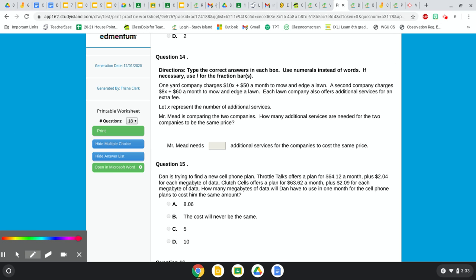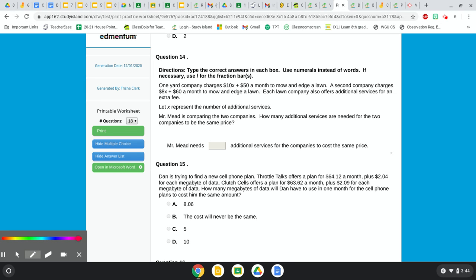So this one's telling us that one yard company charges $10x plus $50 a month to mow and edge a lawn. Second company charges 8x plus $60 a month to mow and edge a lawn. Each lawn company also offers additional services for an extra fee. Okay, so the next part says, let X represent the number of additional services. So let's keep that in mind. So X represents the number of additional services. And I already kind of gave you the 10x plus 50 and the 8x plus 60.